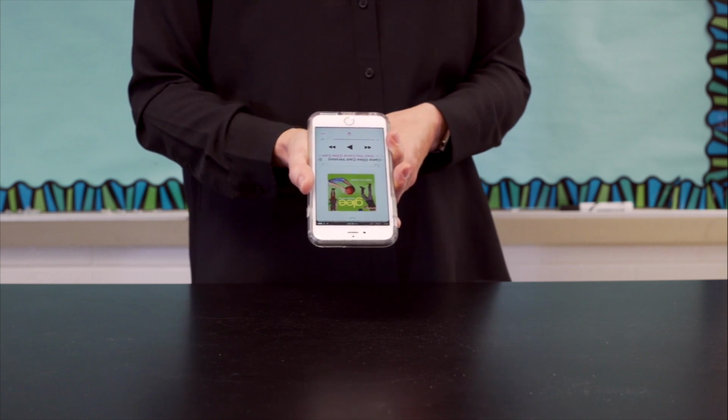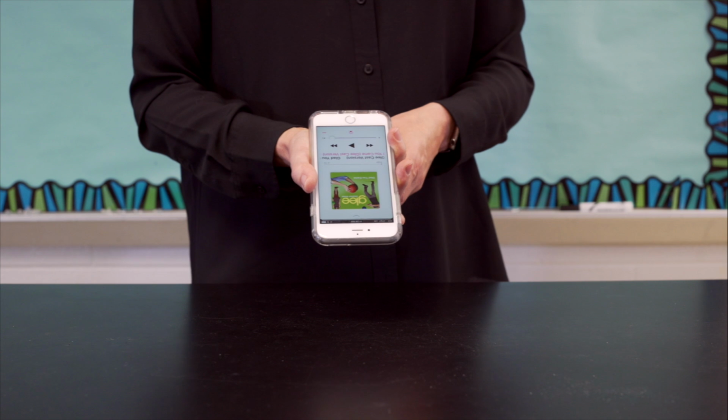This is activity 8, sound machine. I push the button.